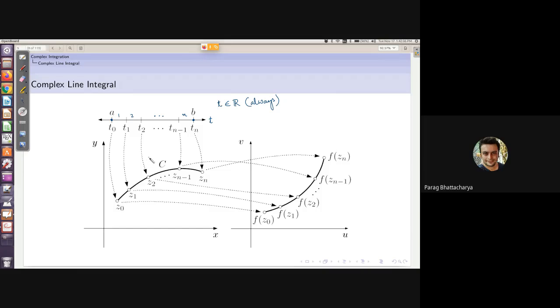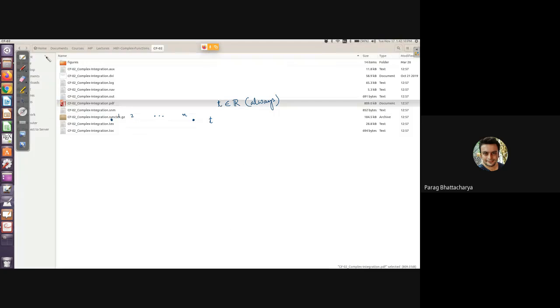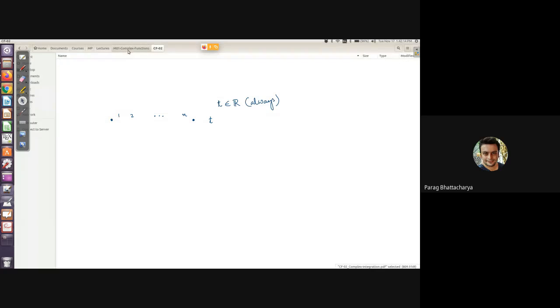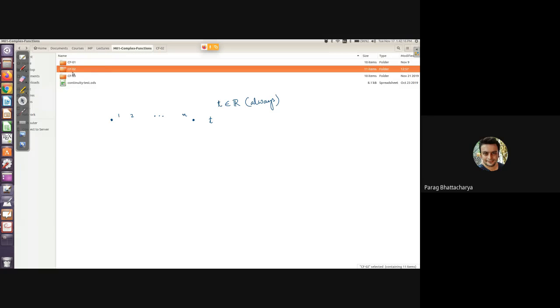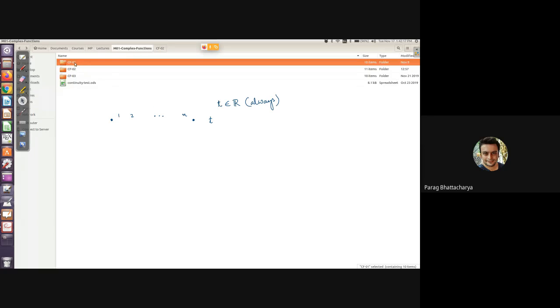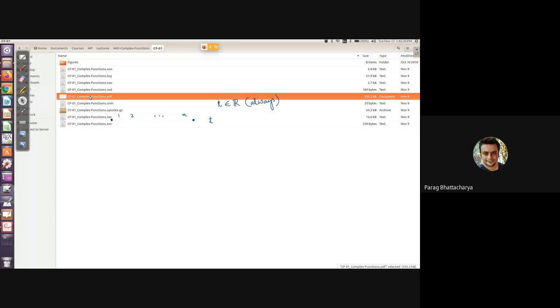So now, remember in the previous class, I had shown you this diagram of complex functions. Let me just pull up the diagram again. The mapping of complex functions.